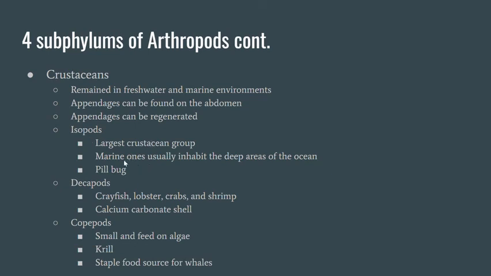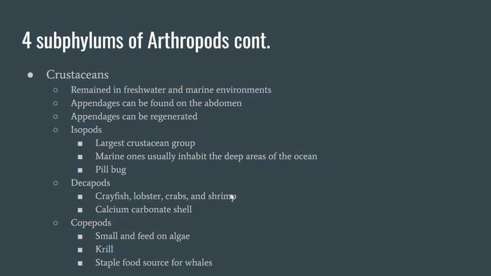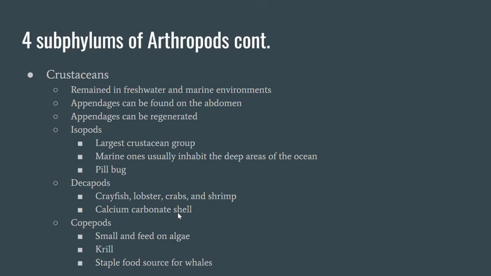These usually inhabit deep sea areas, but there are some terrestrial ones as well, an example of which being the pillbug. Next is your decapods. These are your crawfish, lobsters, crabs, and shrimp. They have a calcium carbonate shell. Next are copepods. These are very small and they tend to feed on algae. These are your krill and they're a staple food source for whales.